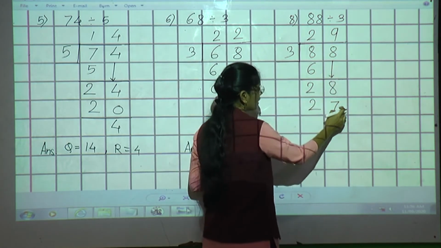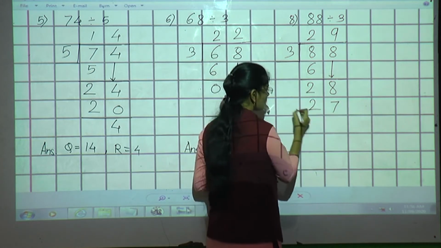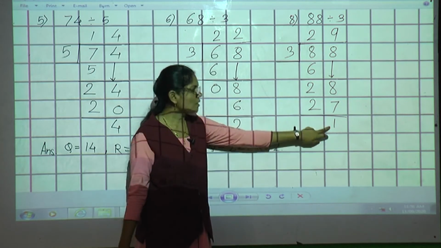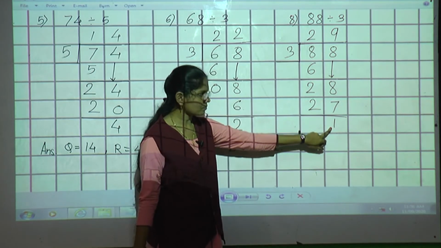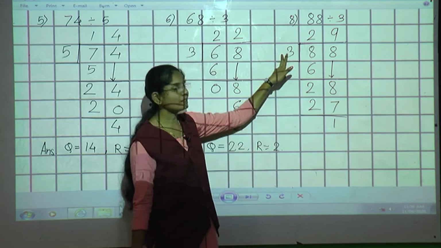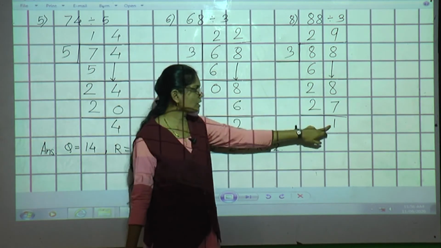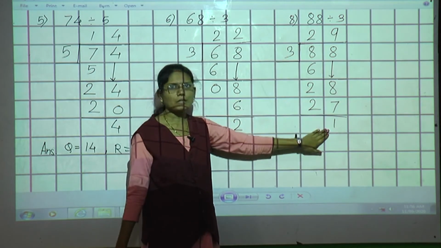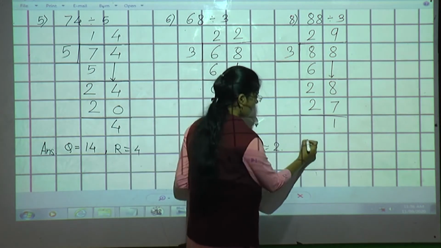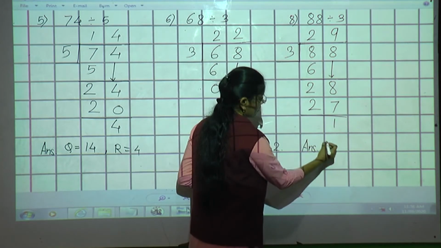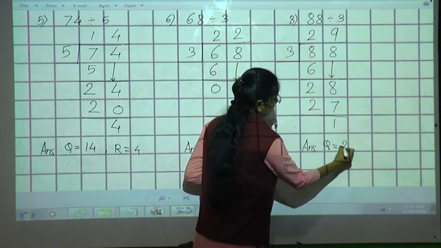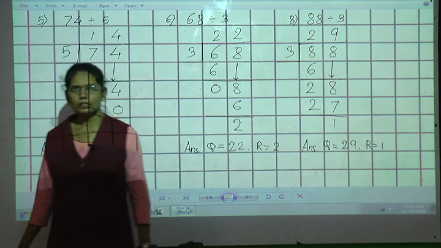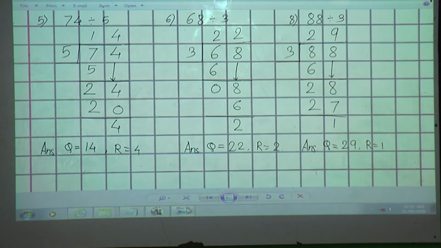So 3 9s are 27. Now 28 minus 27 is equal to 1. The remainder is 1. Now see, this remainder 1 should be smaller than the divisor. Here you can see 1 is smaller than 3, means our sum is over. So here you will write the answer, that is Q is equal to 29 and R is equal to 1. Clear till here? Okay, shall I rub this?